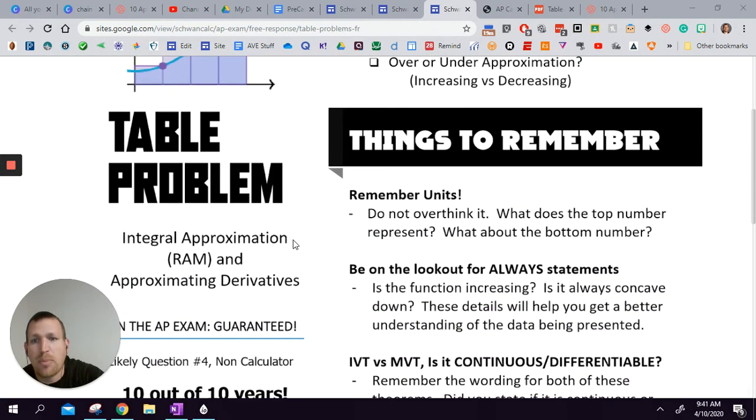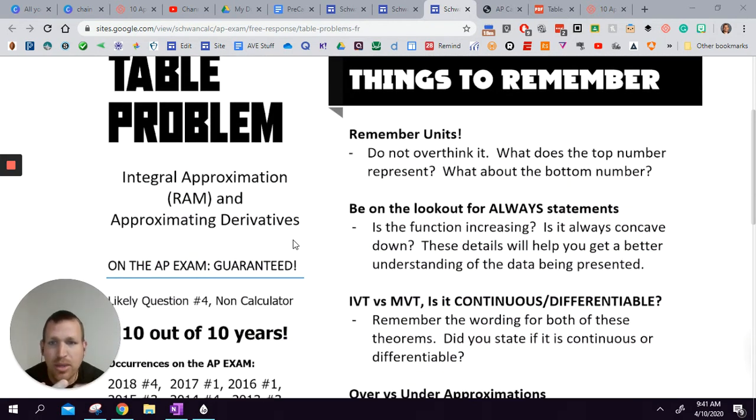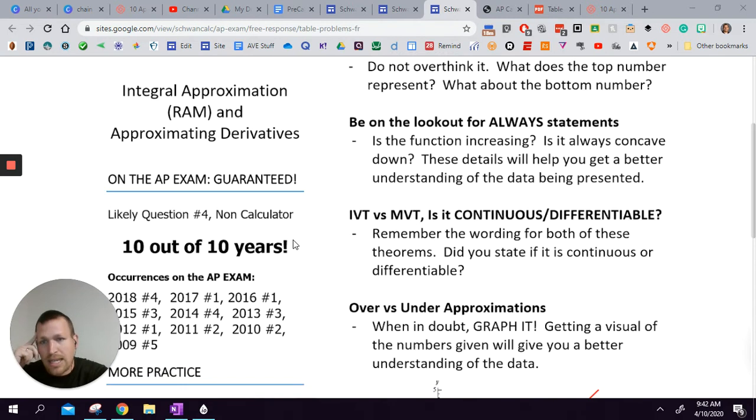Okay. Table problems, normally when you see a table problem, there's a couple things they're going to do. Integral or derivative approximations. So they'll say, looking at this table, what is the integral from here to here? Well, that would be using RAM, some sort of RAM concept to get that going. Or they'll say, approximate the derivative. Well, looking at numbers to approximate a derivative, we'd look at slope. Other things we can do with tables, we can do mean value, intermediate value theorem, those types of things quite often. But that's the main idea.